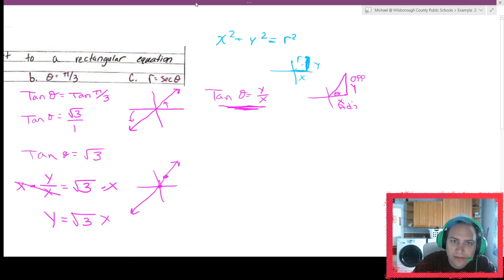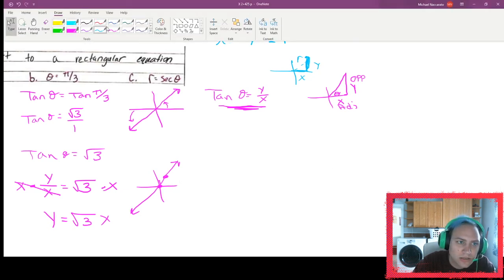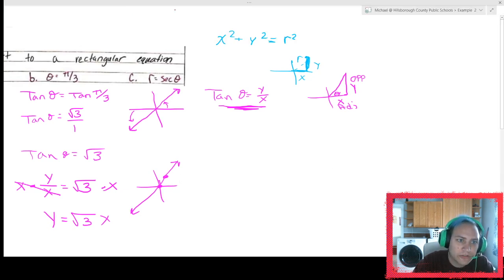Shimmy that over like that. Change to one last color. Let's go ahead and do red for this. So the last one is r equals the secant of theta. And I'll rewrite it down here just because it's a little disjointed, but this is part C.